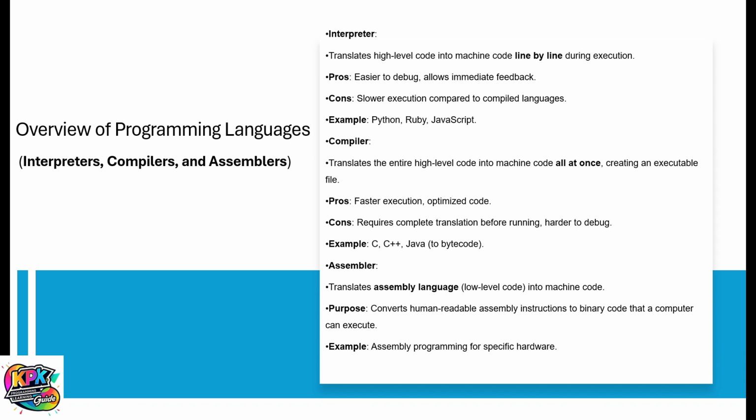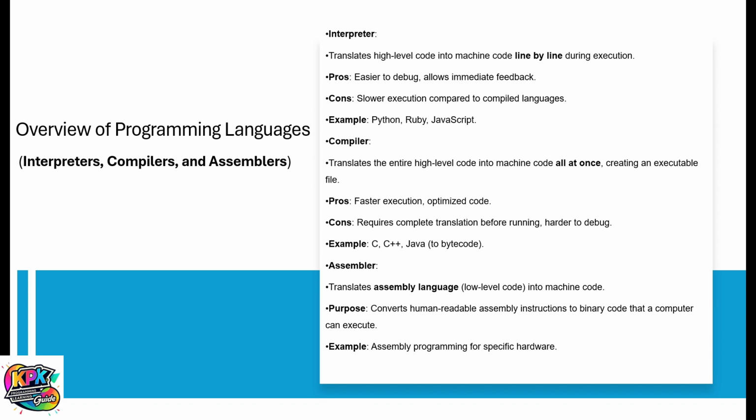Okay, so advantages of compilers. It's faster in execution and it provides optimized code. The disadvantage is that it requires complete translation before running. As such, it is harder to debug. Examples of programming languages that use compilers are C, C++, and Java.